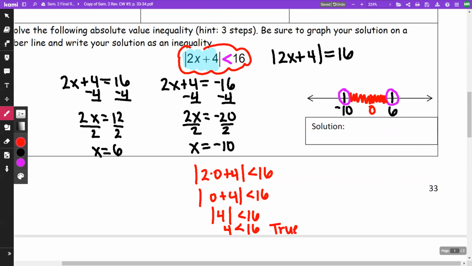The way I'm going to write my answer, start with your smaller one: negative 10 is less than x, also less than, they just have to go the same direction, 6. So it's everything in between negative 10 and 6, but not including negative 10 and not including 6.